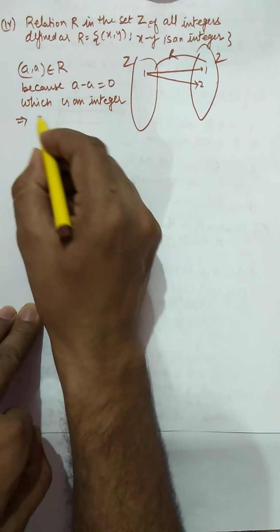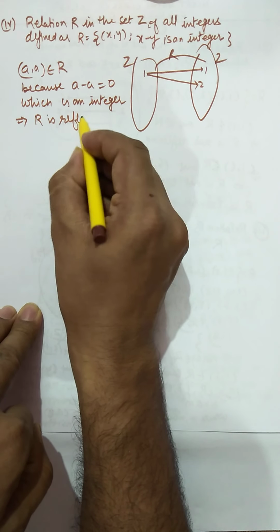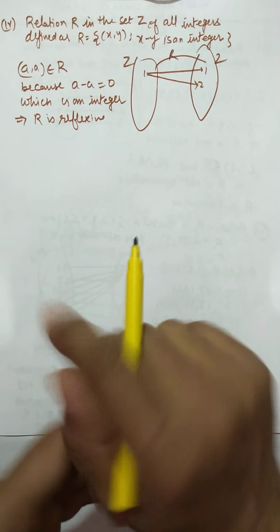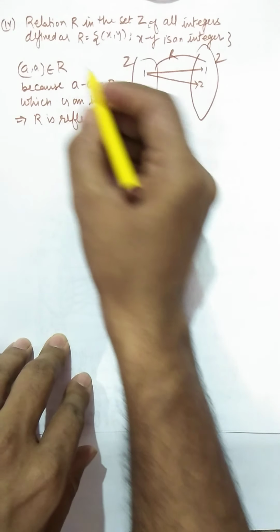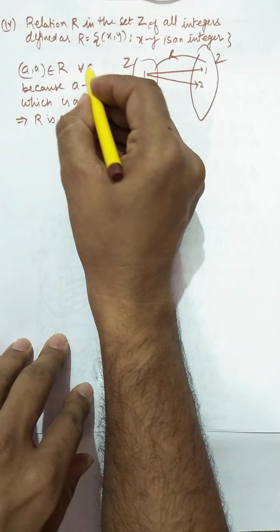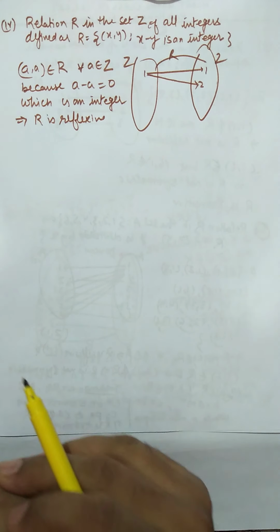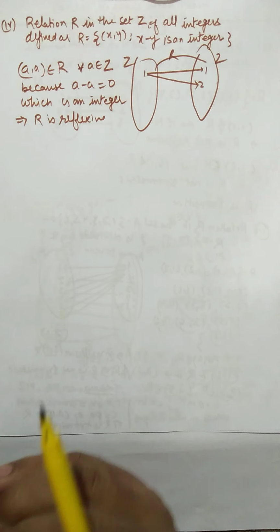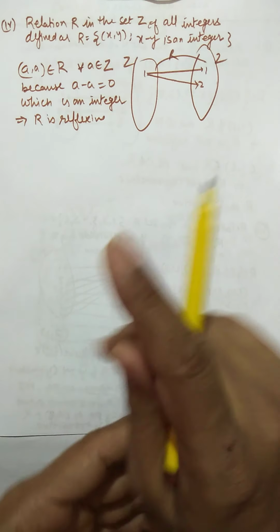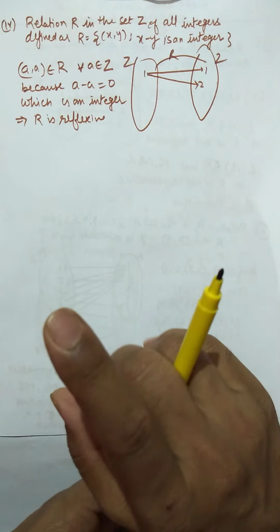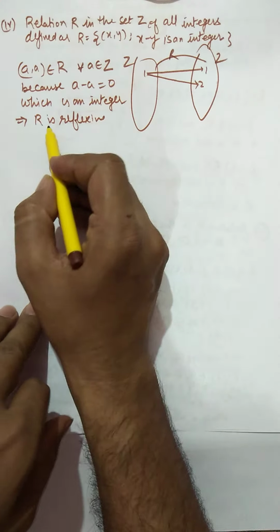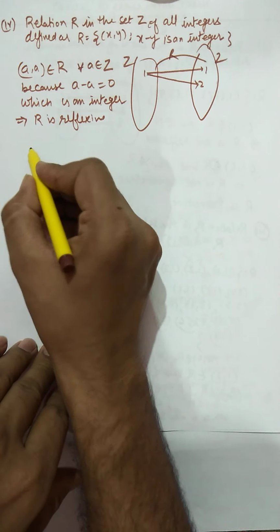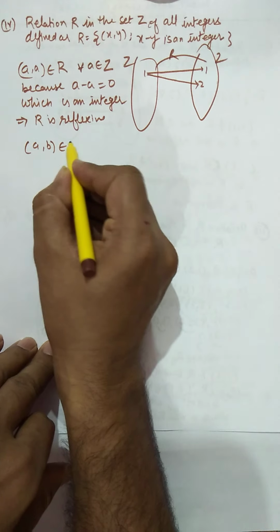So it implies that R is reflexive. All integers you take, (a, a) will always belong to R, and a minus a equal to 0, so (a, a) belongs to R for all a belongs to Z. So for any element of Z, you will always find the difference of the same elements is 0, and 0 is an integer, so (a, a) belongs to R, so it means R is reflexive.